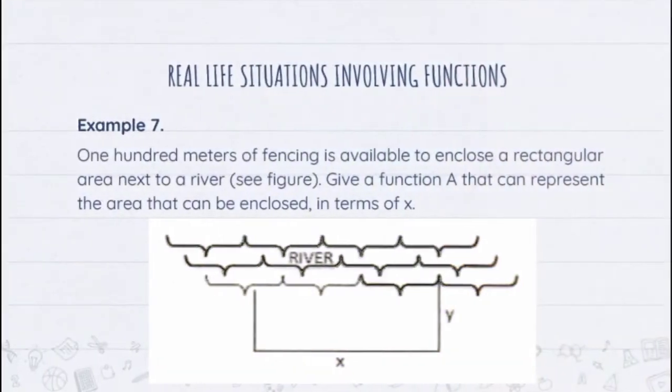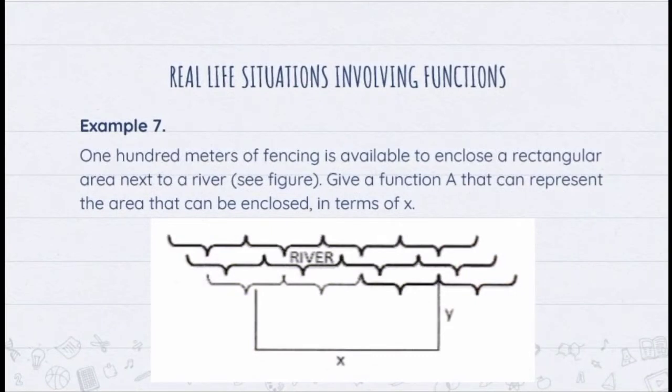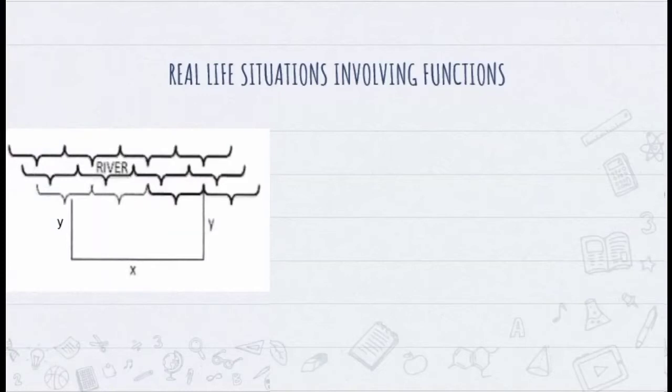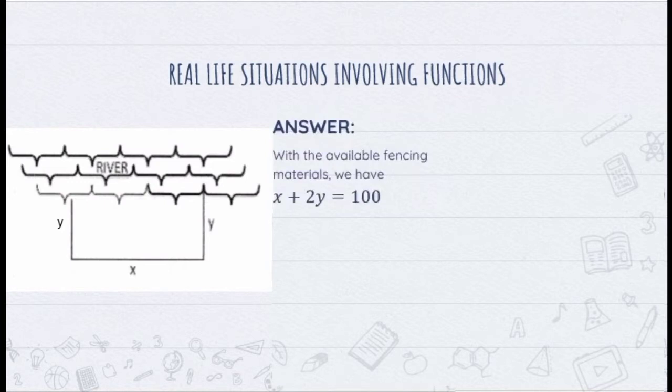Let's now proceed to example 7. 100 meters of fencing is available to enclose a rectangular area next to a river. Give a function a that can represent the area that can be enclosed in terms of x. This is the figure of the rectangular area. As you can see, I have placed y on the other side because a rectangle has opposite sides that are equal. Now we have to fence these three sides with the available 100 meters of fencing materials. So we'll have here x plus 2y, because there are two y sides, equals 100.